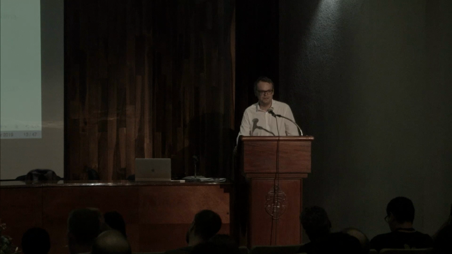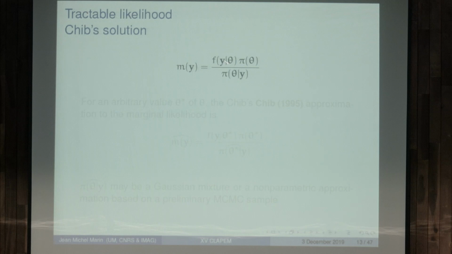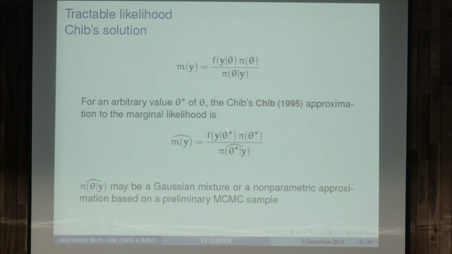Okay, another solution, and a well-known solution, is a cheap solution. So look, you have for sure this equality here. It just says that the posterior is the likelihood multiplied by the prior divided by the evidence. And so for any value of theta, if you are able to approximate the posterior distribution here, you can then approximate the evidence. And to approximate the posterior distribution, people use some sort of Gaussian mixture or non-parametric approximation based on a preliminary MCMC sample. But once again, you have the problem of approximating a density, and in large dimension it's a sort of nightmare. So once again, curse of dimensionality associated to this proposal.